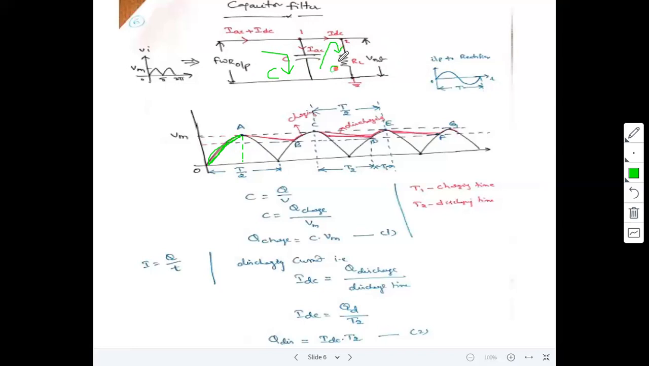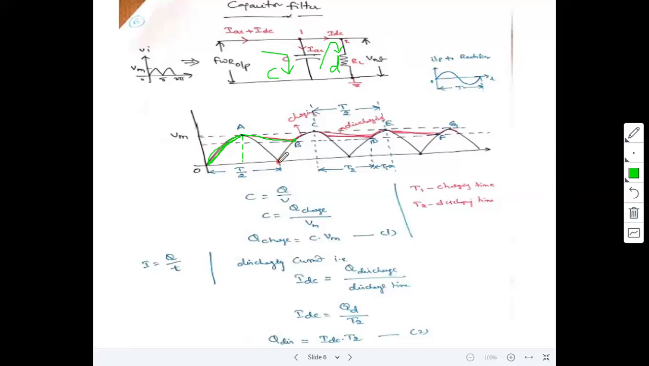Why? Because there is a path here. Now the capacitor tries to discharge. That means it slowly discharges, and that depends upon the RC component values: RL into C, the discharging time constant. Now slowly the capacitor discharges.